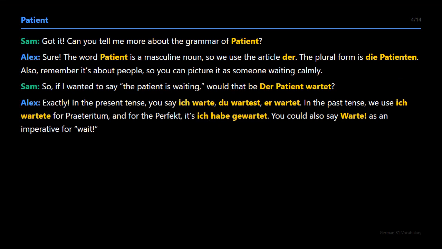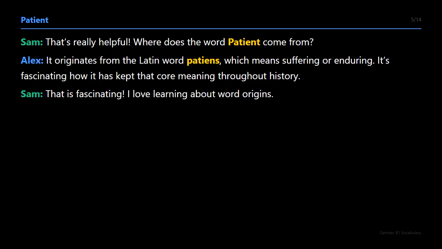That's really helpful. Where does the word Patient come from? It originates from the Latin word Patiens, which means suffering or enduring. It's fascinating how it has kept that core meaning throughout history. That is fascinating. I love learning about word origins.